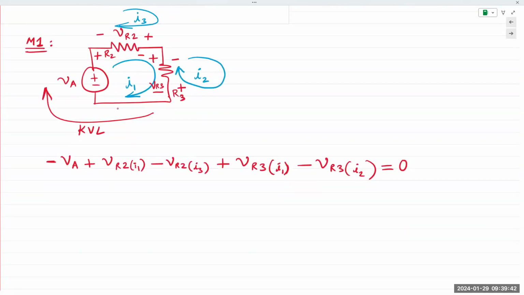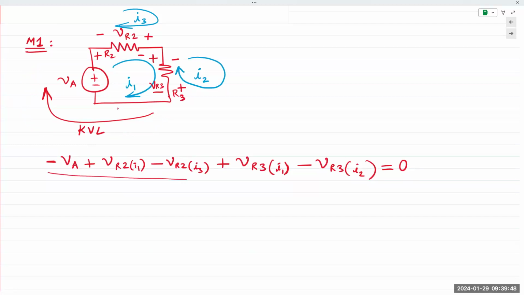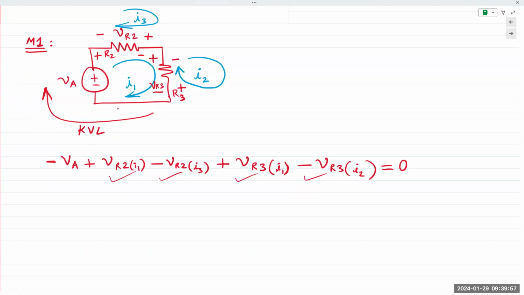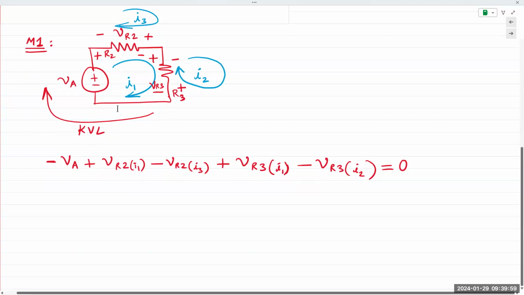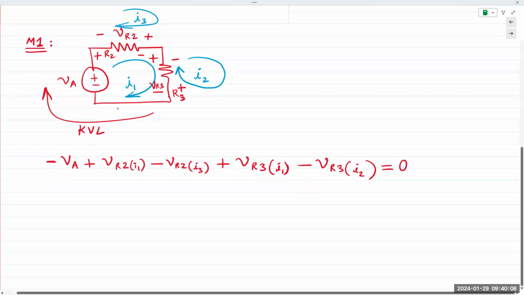and I'm applying KVL in a counterclockwise direction. So I have minus VA minus VR2, minus VA plus VR2 minus VR2 plus VR3 and minus VR3. Now, the reason we have it minus is because of the chosen direction of the current. For I2 and I3, both of them are going in the opposite direction of the KVL, okay?